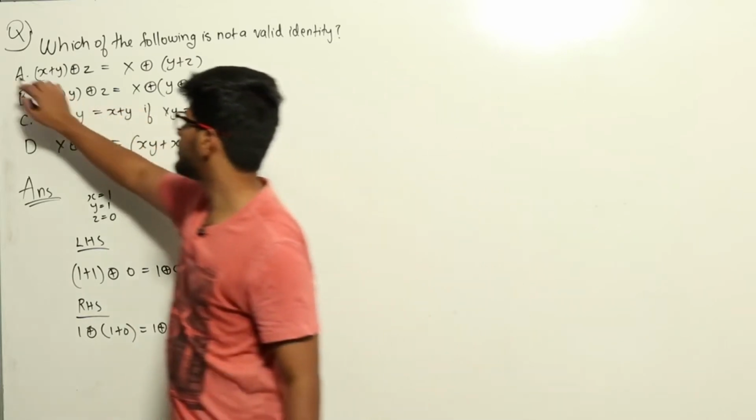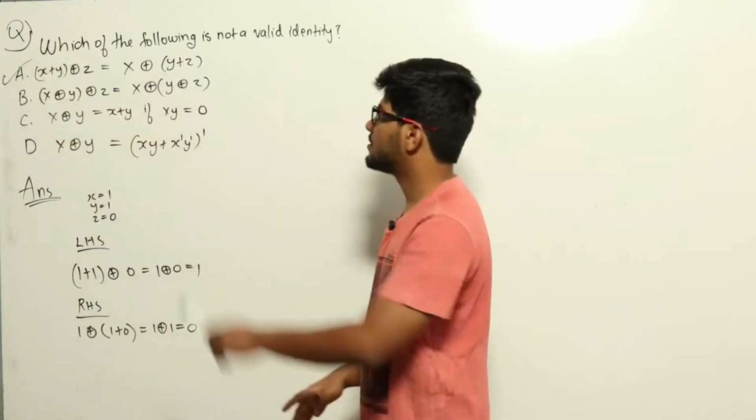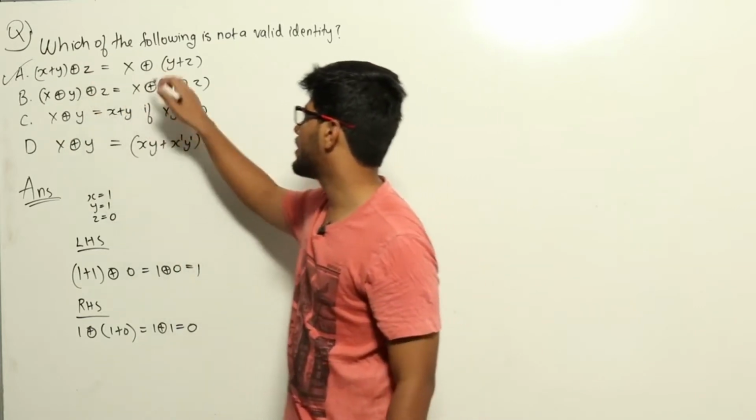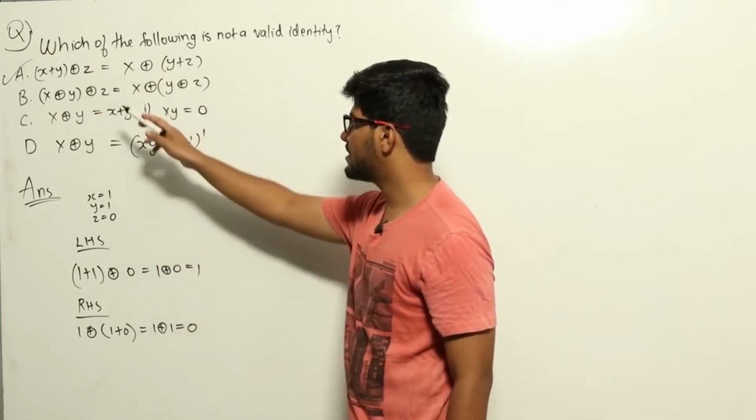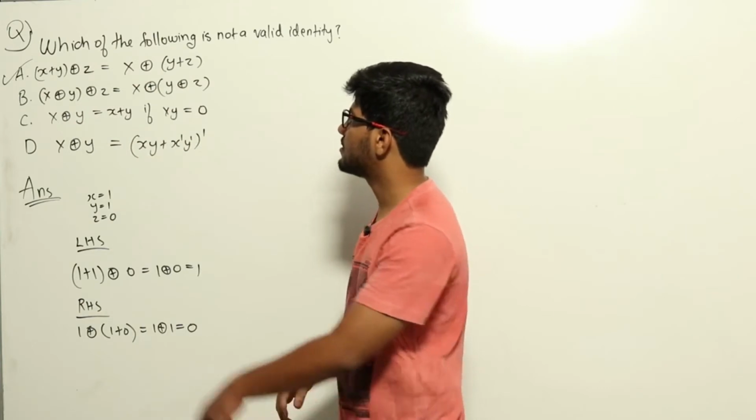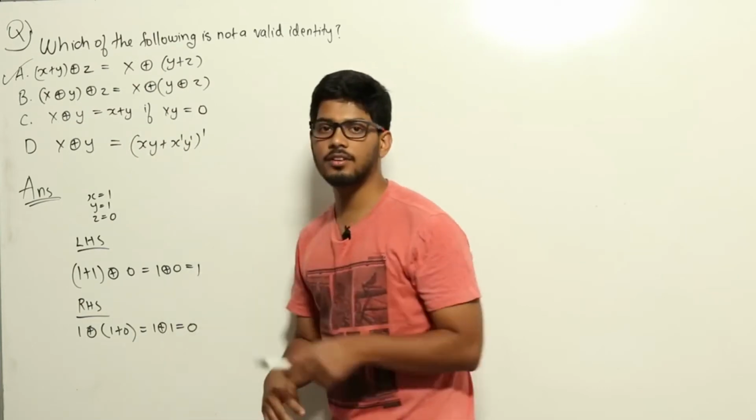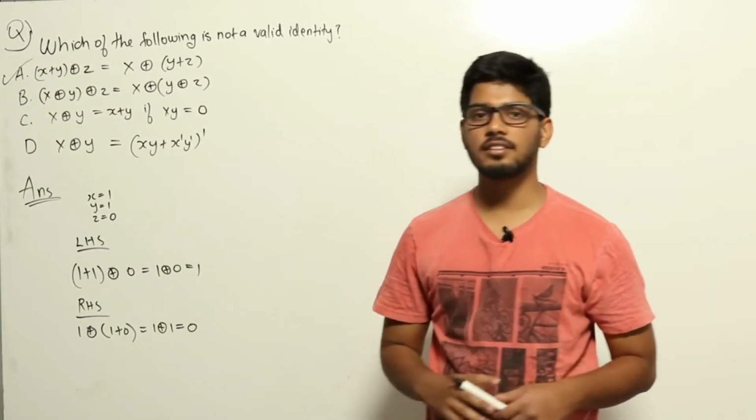So the answer is option A, which is not equal. Here LHS is not equal to RHS. For B, C and D, you can try out LHS and RHS, and you can draw the truth table and verify that all those are same. So answer here is option A.